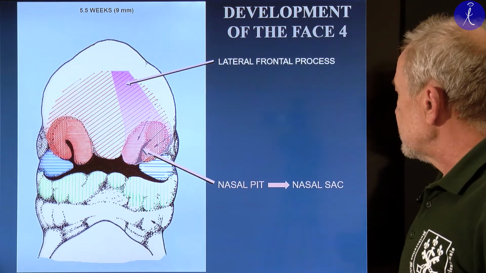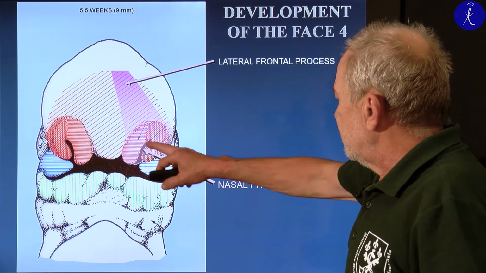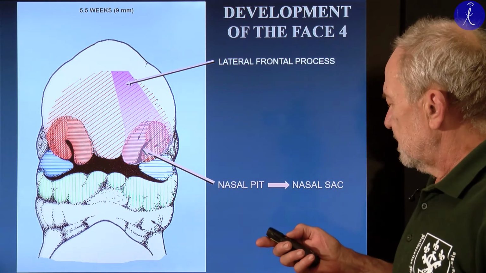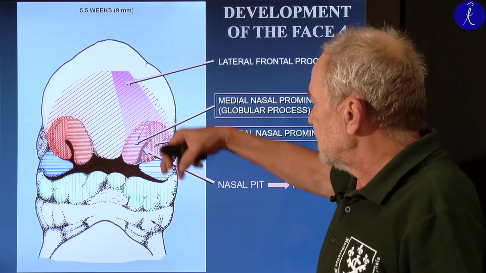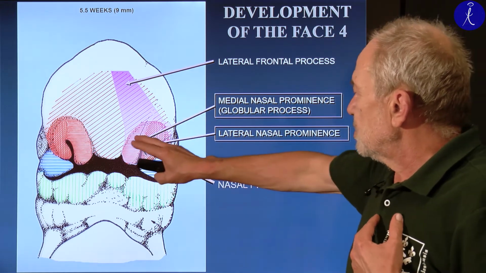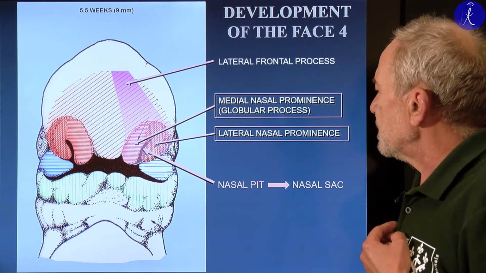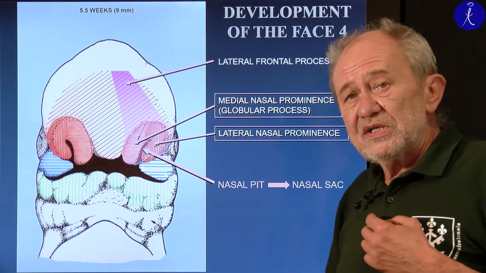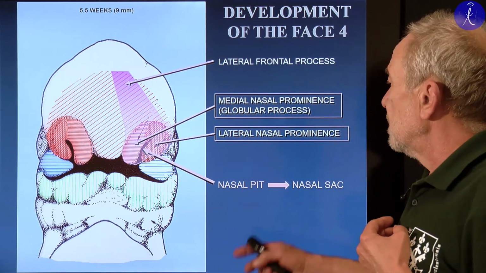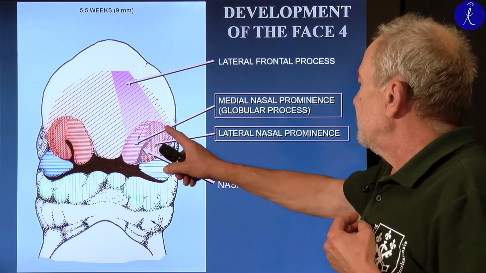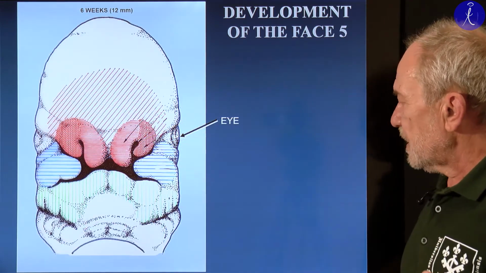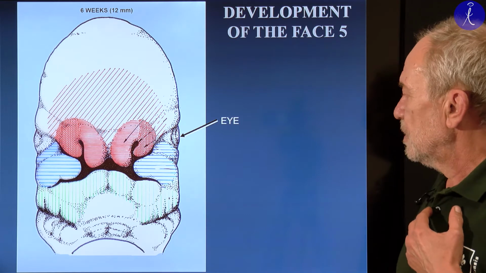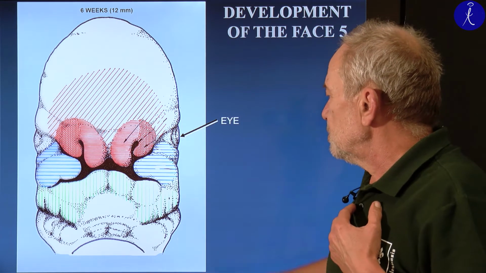Somewhat later, 3 days later, the nasal pit further deepens and gives rise to the nasal sac posteriorly. And this small opening leading into the nasal sac gets surrounded by 2 outgrowing parts of the lateral frontal process: the medial nasal prominence, which was previously called the globular process, quite nicely referring to the shape of it, and the lateral nasal prominence. What you can see here is that the mandibular prominences have already fused to make the lower jaw and the skin and mucous membrane of it.